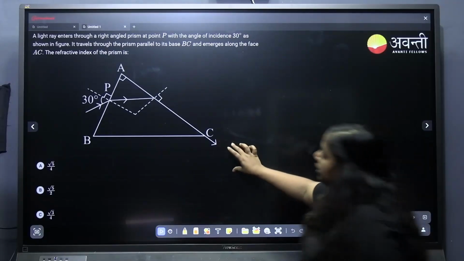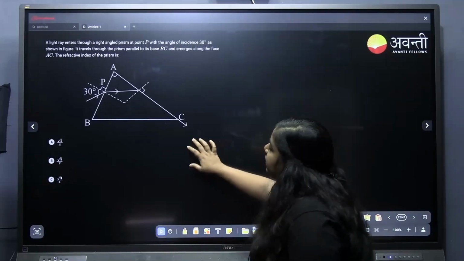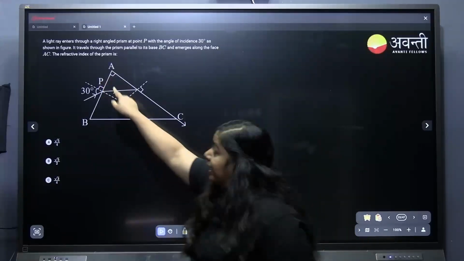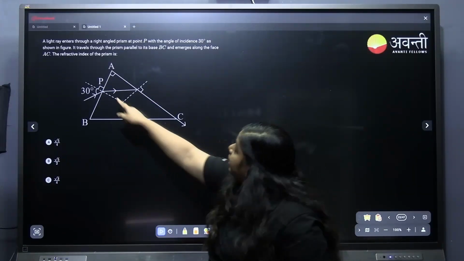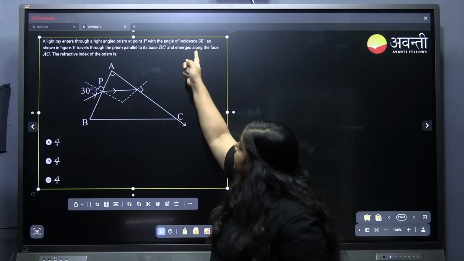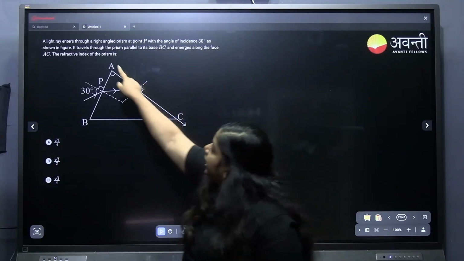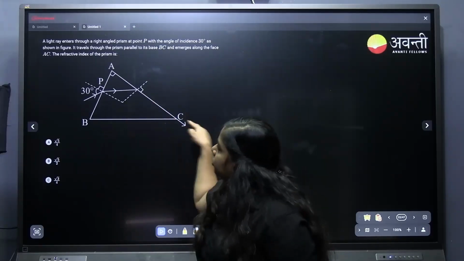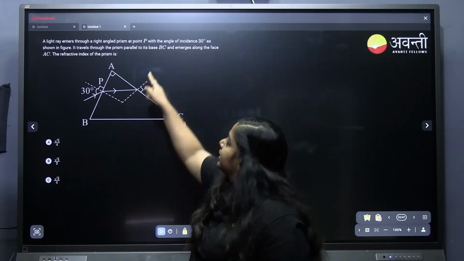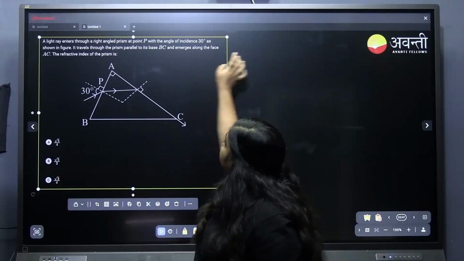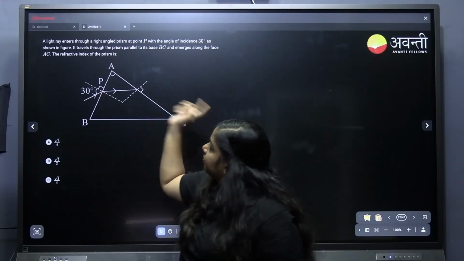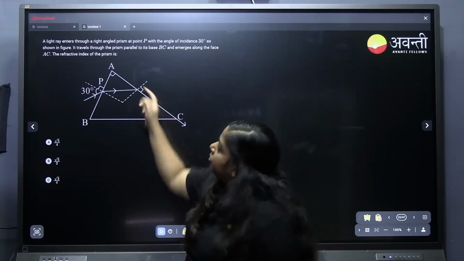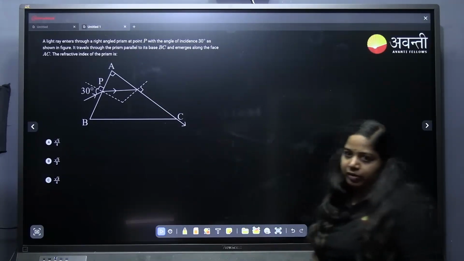Next one is, a light ray enters through a right angled prism, which means the angle of prism is 90 degree, at point P at angle of incidence 30 degree as shown in the figure. It travels through the prism parallel to base BC, and emerges along the face AC, so the emergent ray is parallel to AC. We have to find the refractive index of the prism.